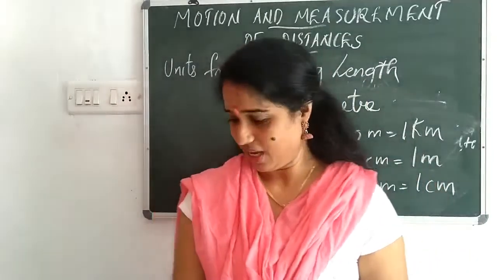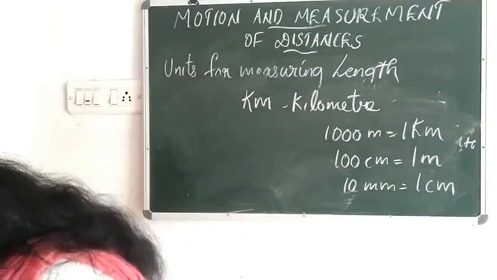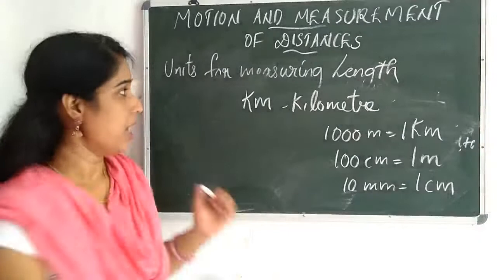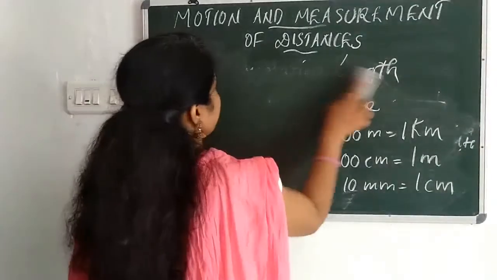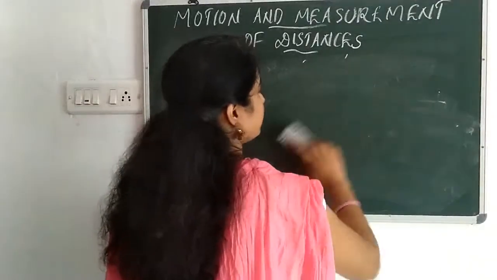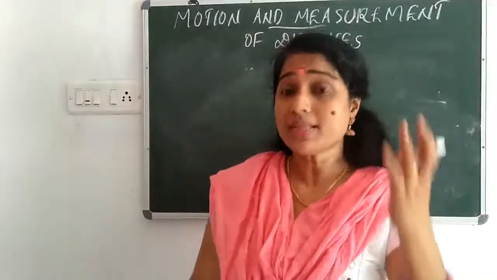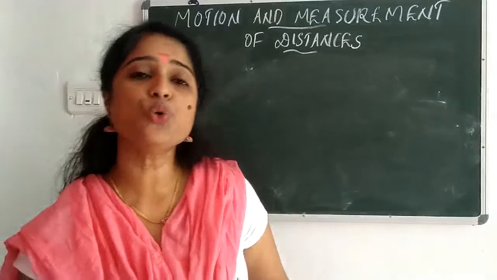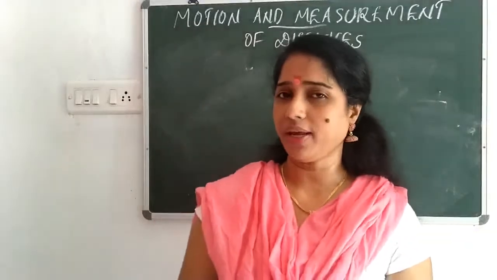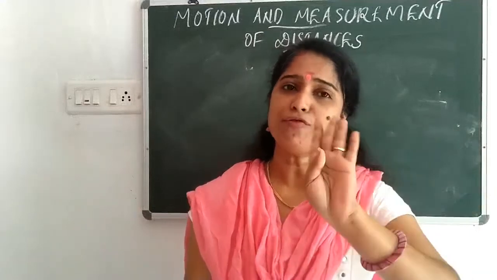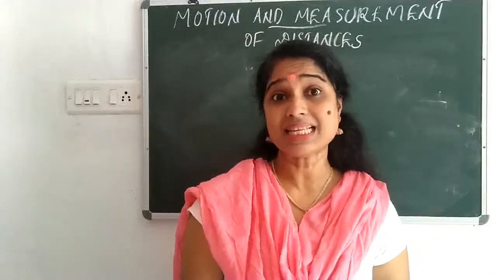Okay, children. So hope it is clear about the unit for measuring the length. Okay, now we can move on to the certain rules are there for writing the SI unit. Certain rules are there, very very important. We cannot write the SI unit as we wish. Mainly 4 rules are there for writing the SI unit.